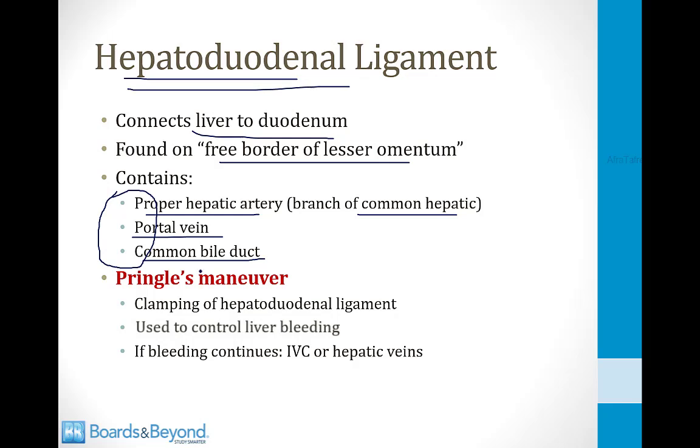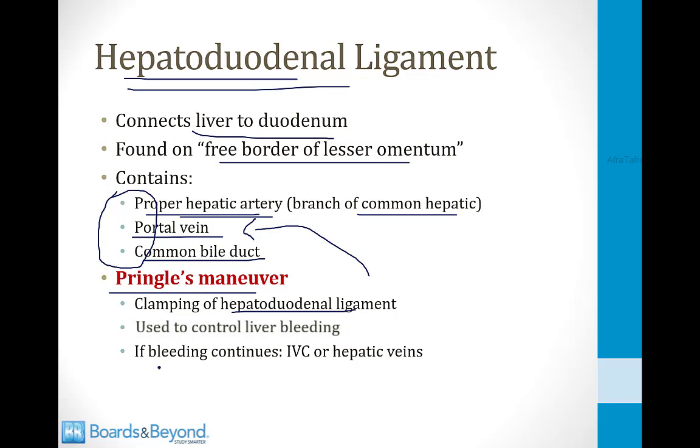One place where the hepatoduodenal ligament is important clinically has to do with something that is done in the operating room by surgeons called Pringle's maneuver. Surgeons will sometimes clamp the hepatoduodenal ligament in order to determine where a patient is bleeding from if they have internal bleeding. What this will do is control the bleeding if the source of blood in the abdomen is from either the portal vein or the proper hepatic artery, one of the two vessels that lies within the hepatoduodenal ligament.